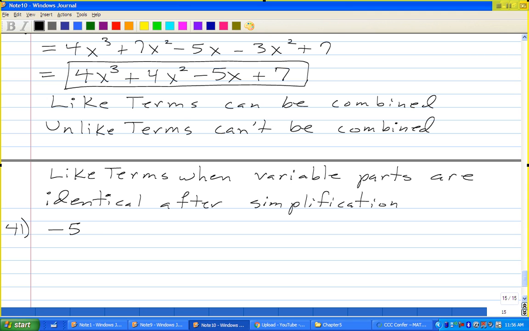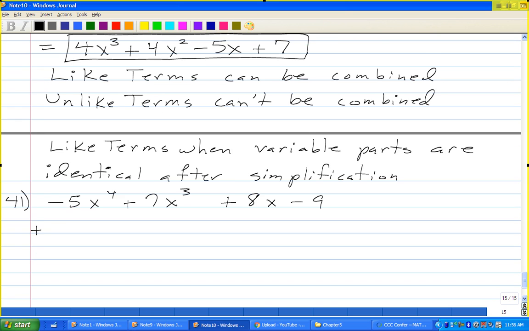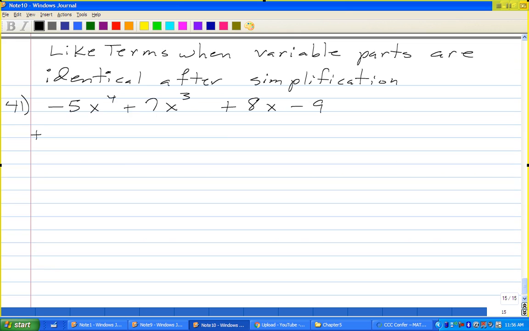Negative 5x to the 4 plus 7x cubed plus 8x minus 9. Let's add to that. And I'll actually just add by putting terms underneath each other. So plus 6x to the 4th plus 9x cubed plus 10x squared plus 9. So let's add these together.